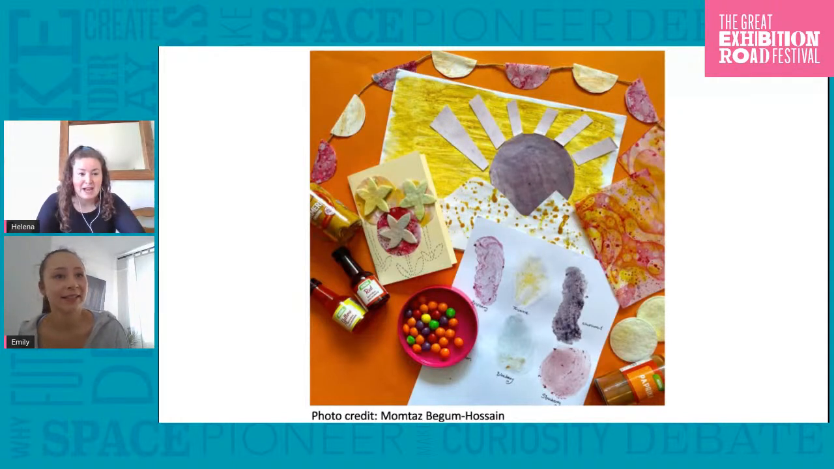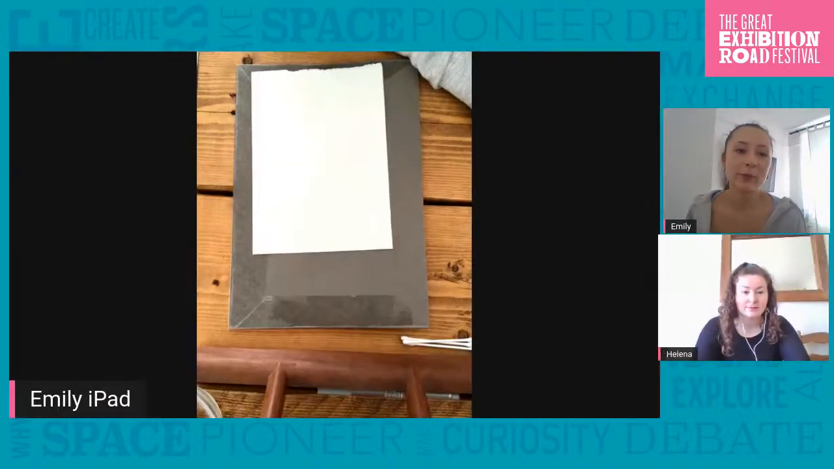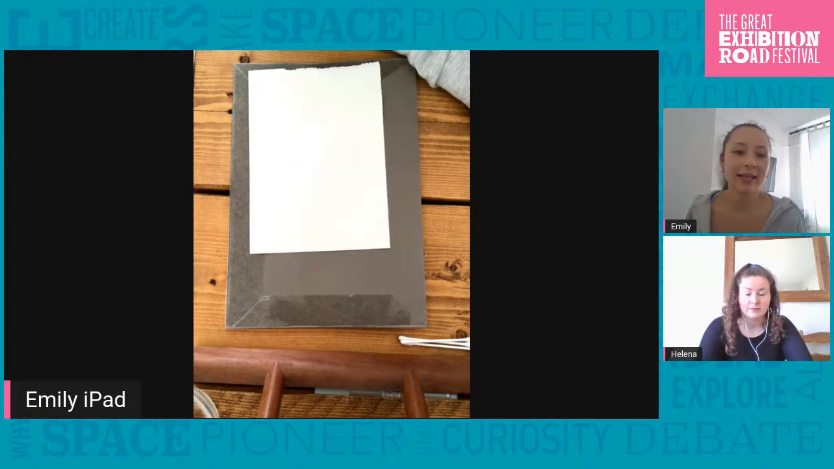I think we'll move on now to demonstrating the first activity, which will be done by Emily. Yeah, so the first practical we'll be doing is making pictures out of fruity crayons and fruity inks.